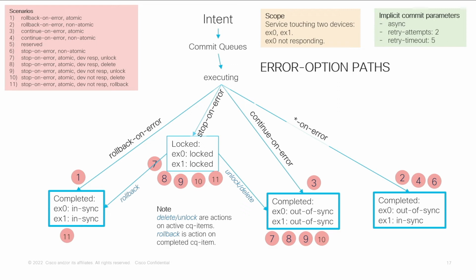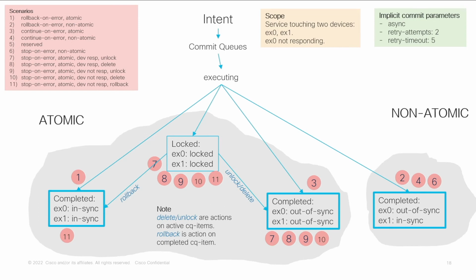On the left, we have rollback on error. In the middle, we have stop on error to this intermediate state. We have continue on error, end up there. And then we have asterisk on error. What does that mean?